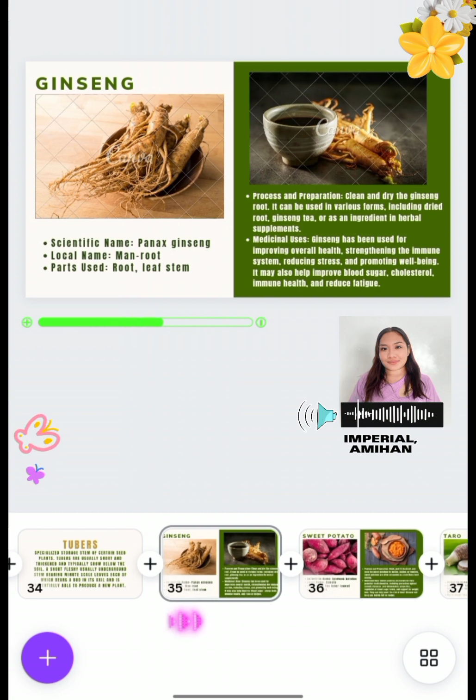Medicinal uses: Ginseng has been used for improving overall health, strengthening the immune system, reducing stress, and promoting well-being. It may also help improve blood sugar, cholesterol, immune health, and reduce fatigue.